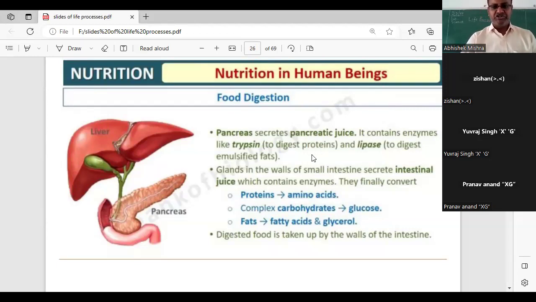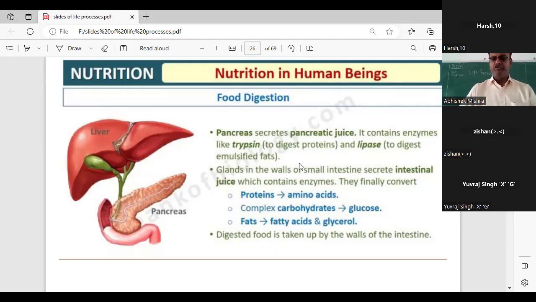And in the process of nutrition, in which step were we? Anyone, just raise your hand. We are discussing which step of the nutrition in the human being? Okay, Harsh. Unmute yourself, Harsh. Digestion, sir. Yes, correct. It's digestion. Very good.